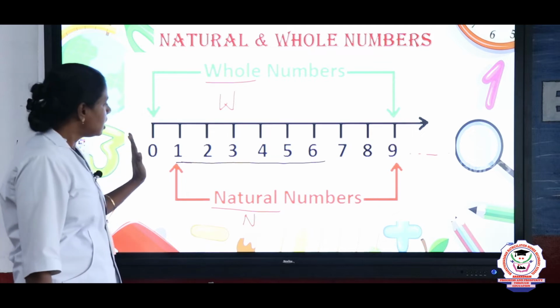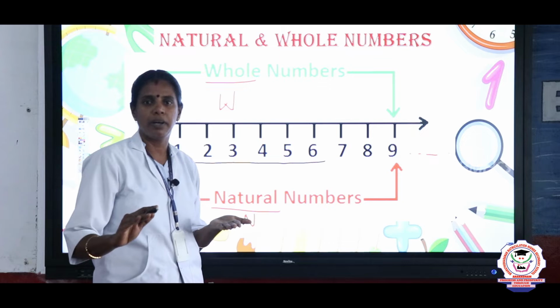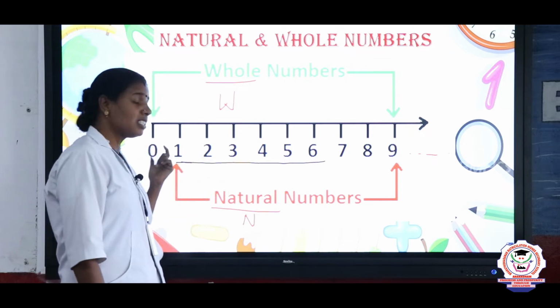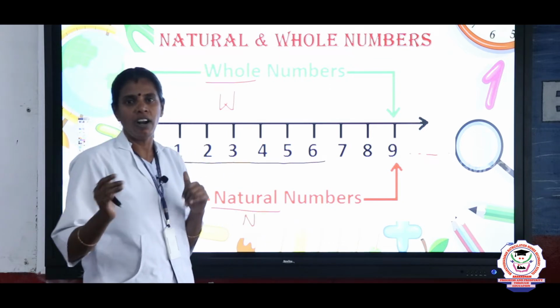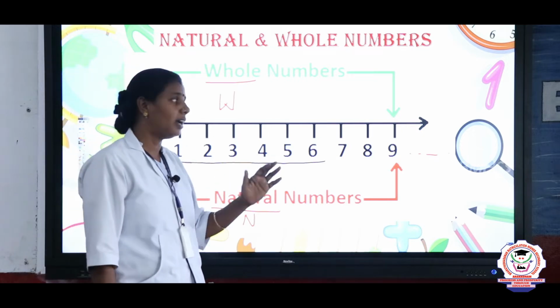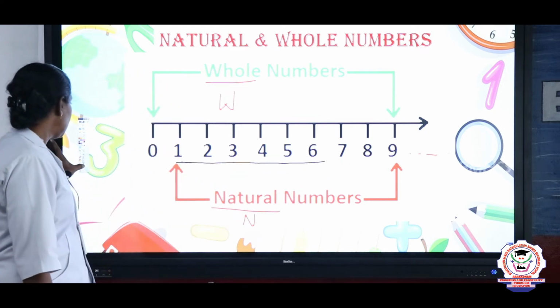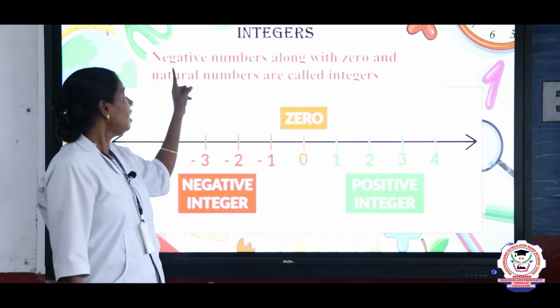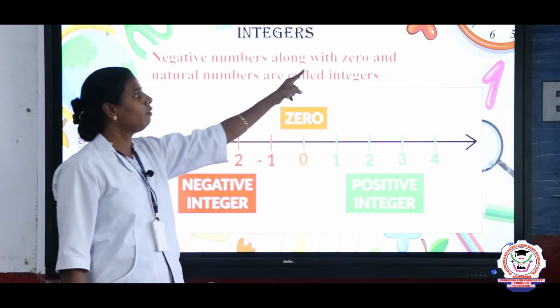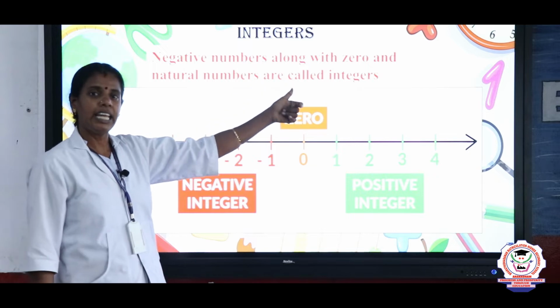Next, all these 1, 2, 3 natural numbers are positive numbers, right? And 0 is neither positive nor negative. And then what about negative numbers? Negative numbers along with 0 and this positive number are named as integers. See, negative numbers along with 0 and natural numbers are called integers.